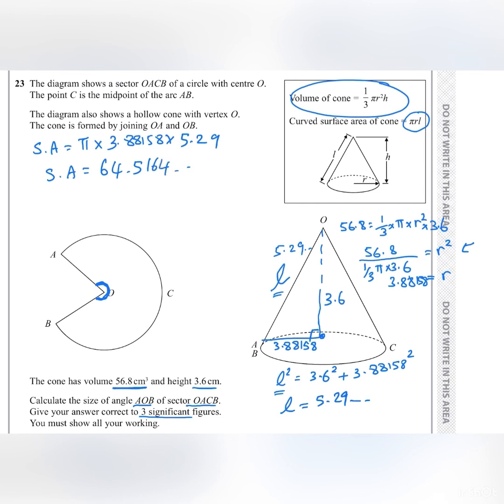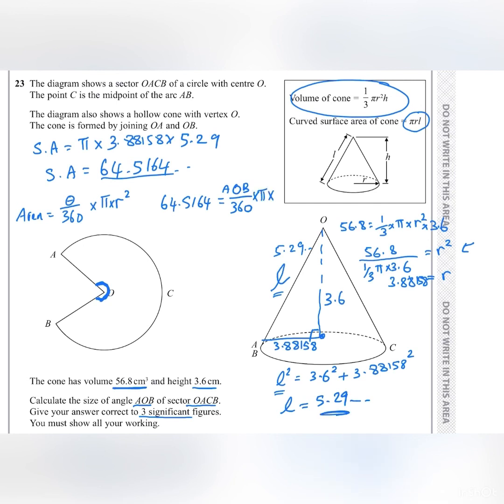And now to find the missing angle of this, remember the area of the sector can be given by the missing angle that we're trying to find, over 360, times pi, times r squared. And if you put our area in, we got 64.5164 equals this missing angle. I'm just going to call that AOB, over 360, times pi, times r.